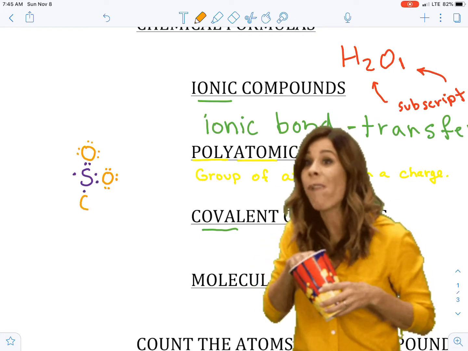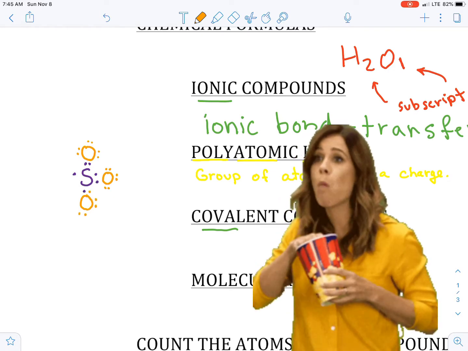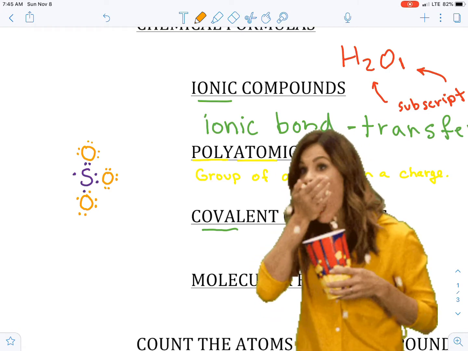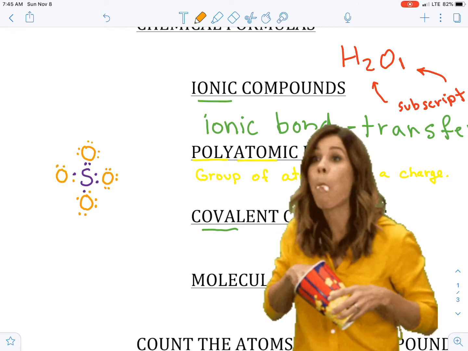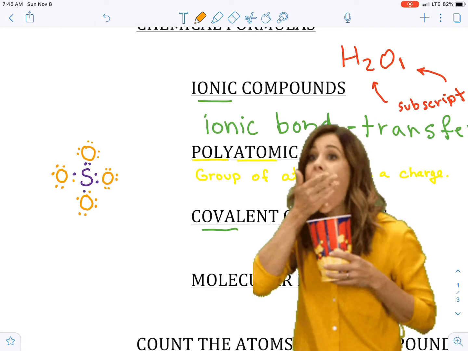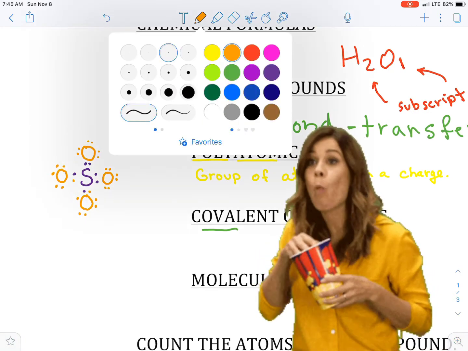Now I'm going to do this one too. And watch what happens. 1, 2, 3, 4, 5, 6. I'm missing a dot. I'm going to do it again. 1, 2, 3, 4, 5, 6. I'm missing a dot. So this compound is missing some electrons.